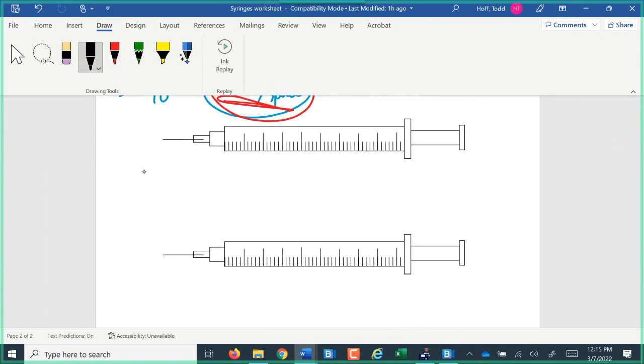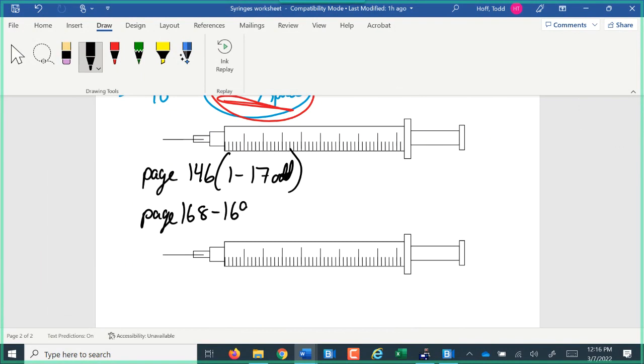With that, out of your book, page 146, 1 through 17, we'll just have you work on the odds there. That's only 9 problems. That is our percent solutions: weight and weight, volume and volume, or weight and volume solutions. And then on pages 168 and 169, 1 through 19, the odds. Those are the syringes. So go through those and see if you can read the syringes and figure out how much each of them is holding.